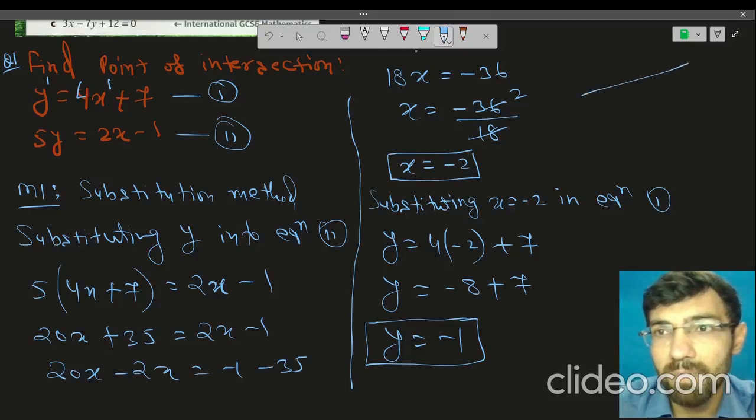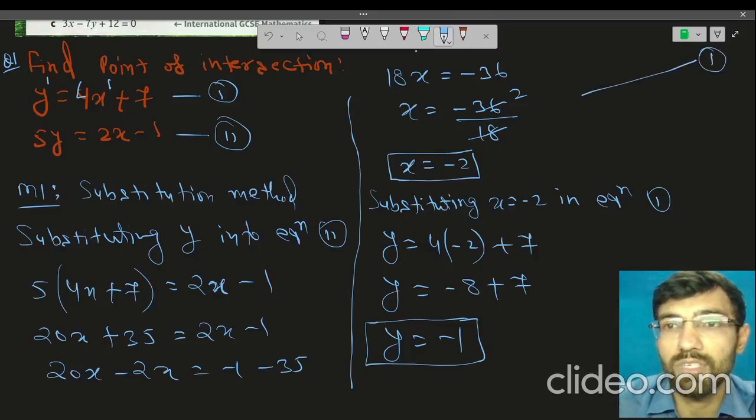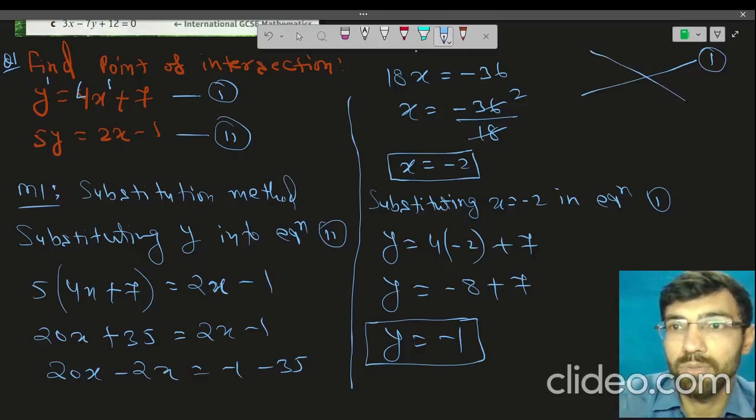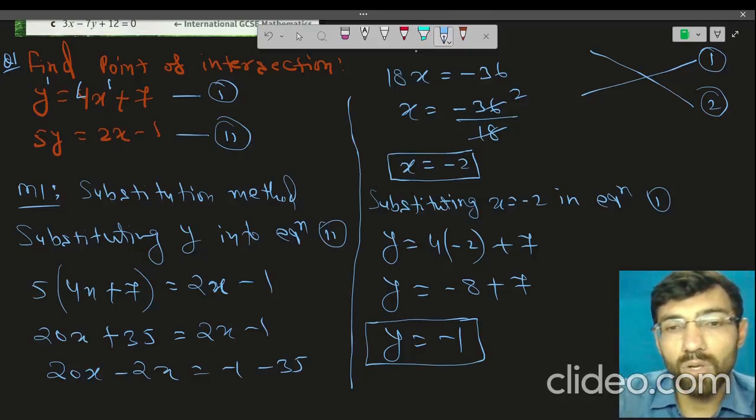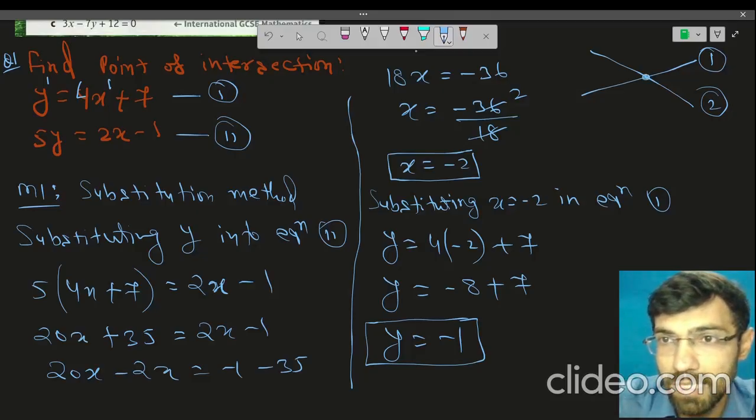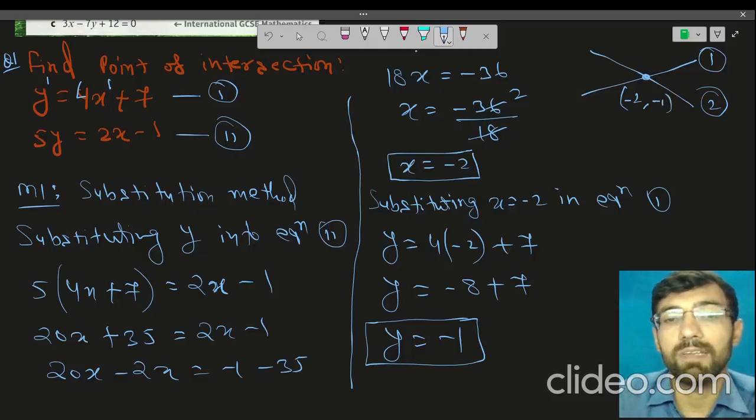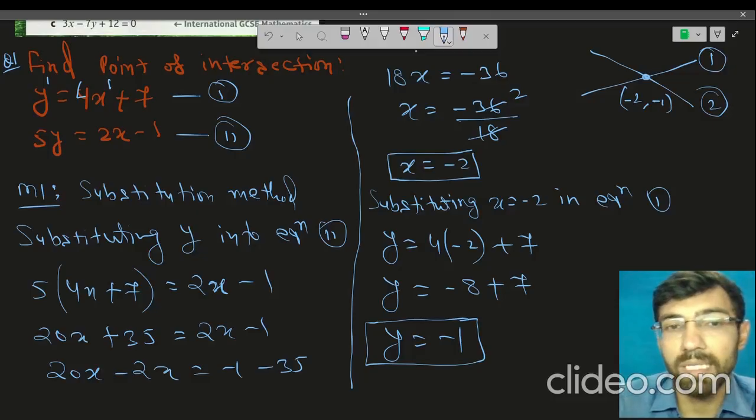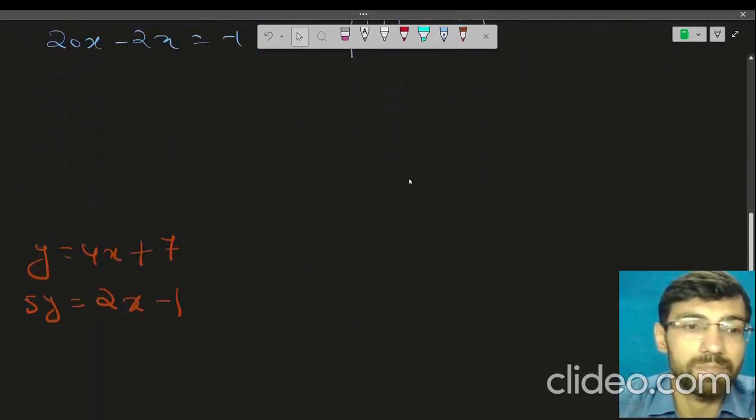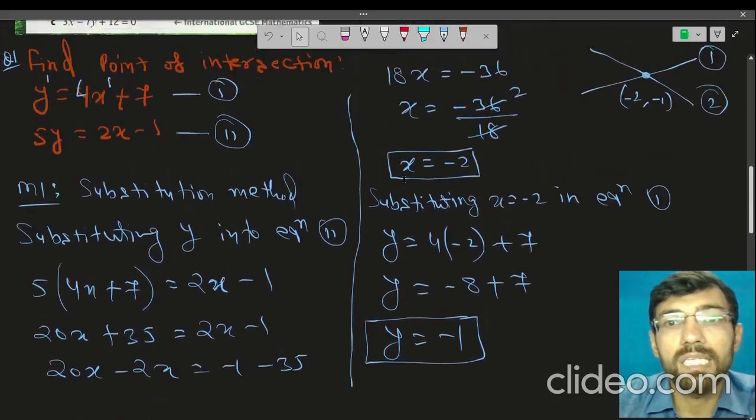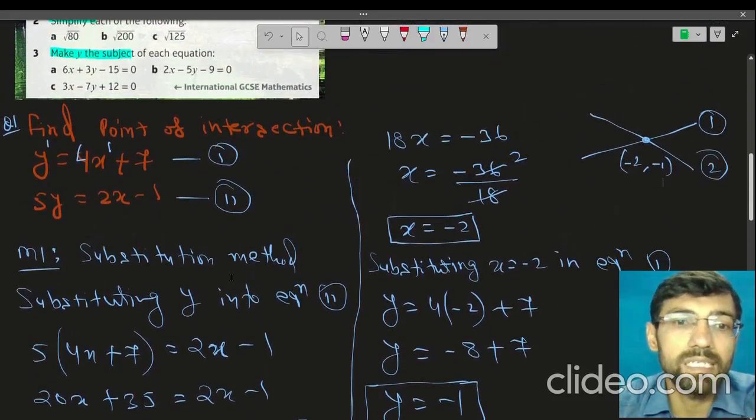So equation number 1 will be something like this. Let us assume this is equation number 1 and this is equation number 2. So when you solve two equations, we get the point of intersection. The coordinates of this point of intersection will be x equals to minus 2 and y equals to minus 1. So graphically, the solution of two linear equations simultaneously represents the point of intersection of the two equations. This was about method 1, where we discussed the substitution method.